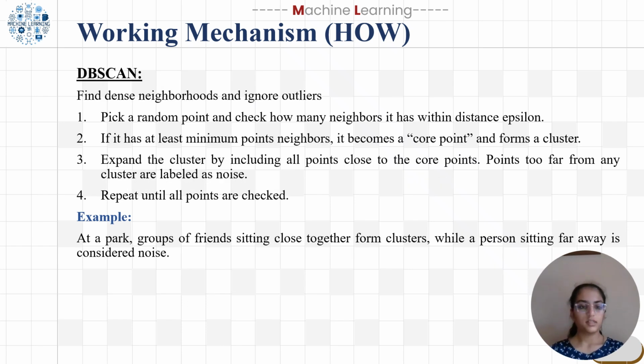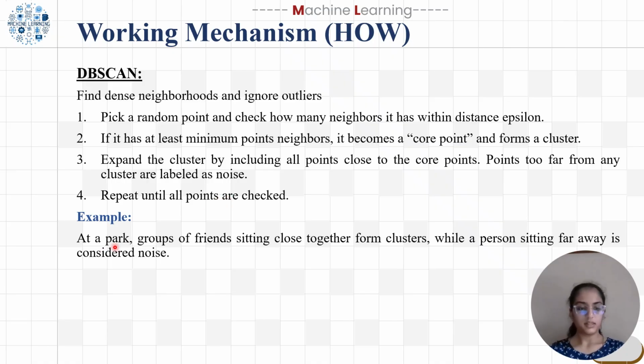So last we will see the working mechanism of DBSCAN. Here it finds the dense neighborhoods and ignores outliers. Pick a random point and check how many neighbors it has within distance epsilon. If it has at least minimum points neighbors, it becomes a core point and forms a cluster. Then expand the cluster by including all points close to the core points. Points too far from any cluster are labeled as noise. Repeat until all the points are checked. So this is the step by step flow of DBSCAN.